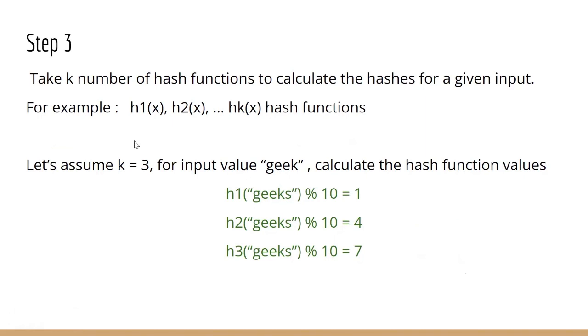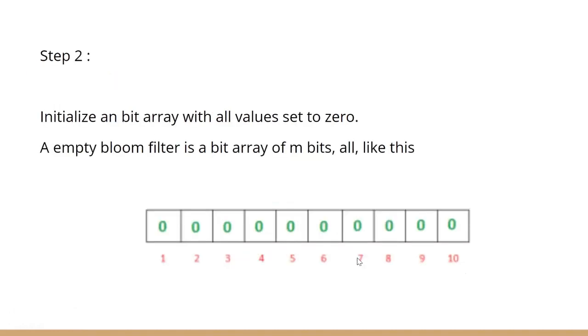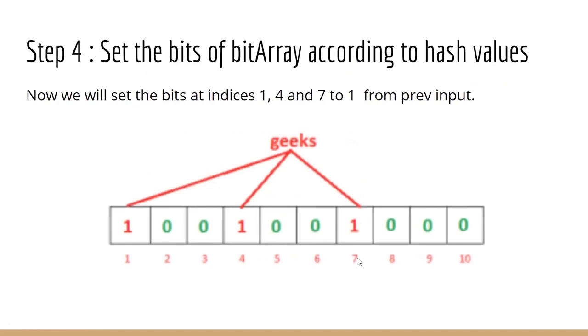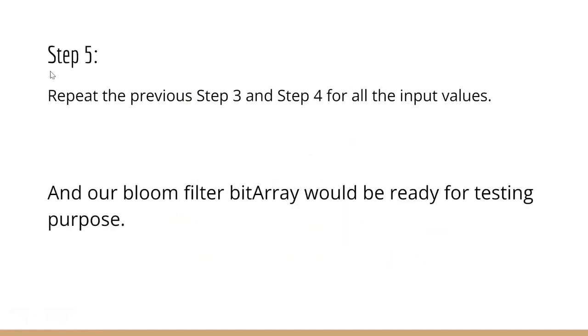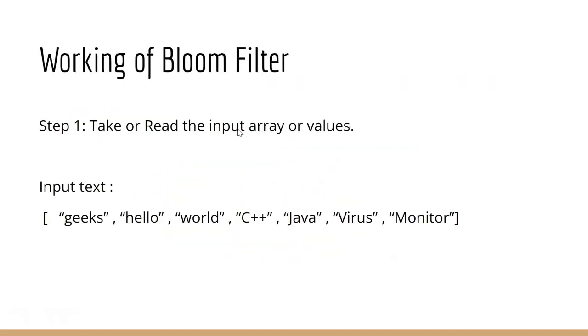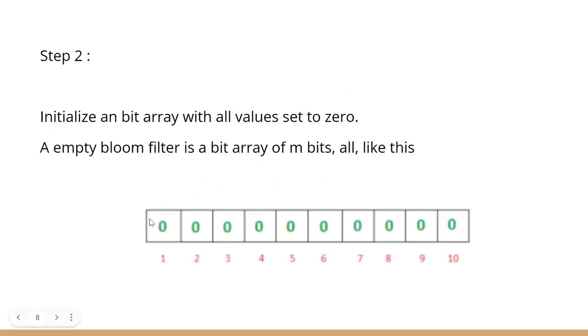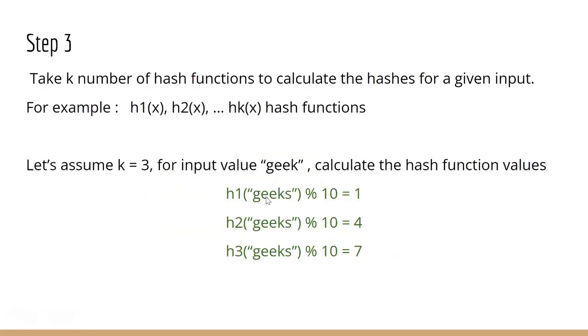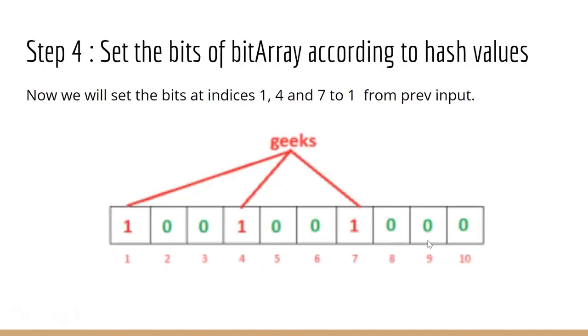For the 3 hash functions, we will have 3 values, that is 1, 4 and 7. We'll take the 1st, 4th and 7th index and mark them from 0 to 1. If it is 0, mark it as 1. If it is already 1, keep it the same. So for geeks, we'll mark 1, 1 and 1. Then, for step 5, we'll repeat the same third and fourth steps for the next input values for the same array. Then we'll take the value hello, calculate the hash functions for hello and get 3 values. For those 3 values, we will again mark the indexes as 1.